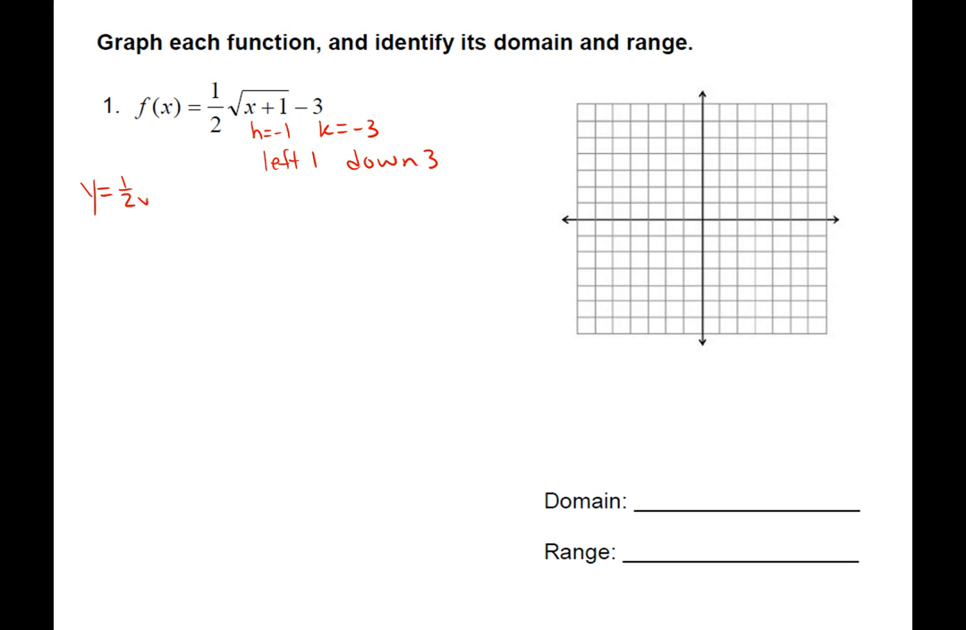I'm going to do just the basic function, which basically means ignore your h and k and just do the rest. And then I need to plug in some numbers for x. I'm going to pick numbers I know the square root of.